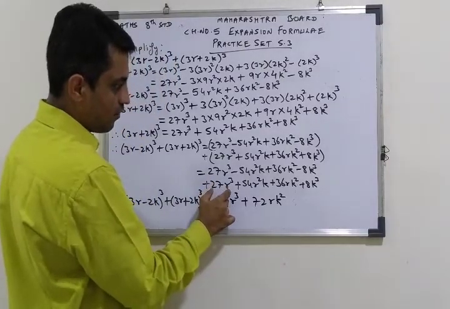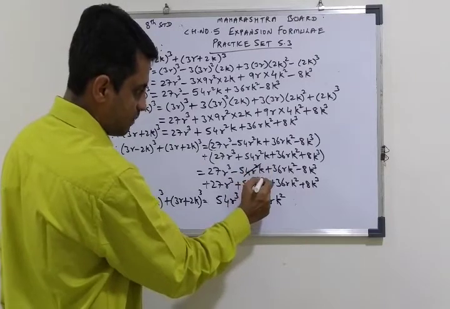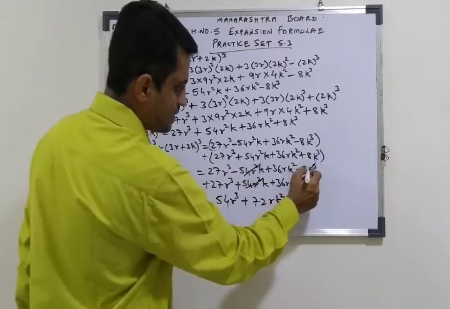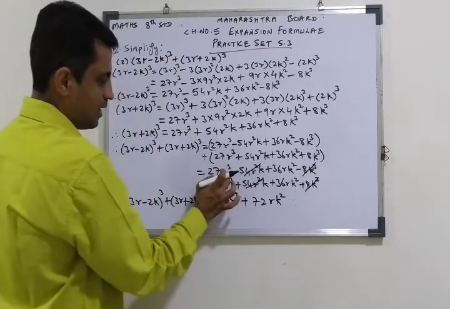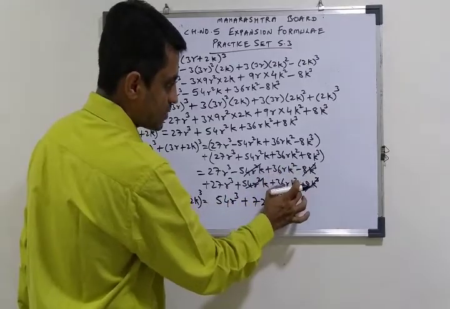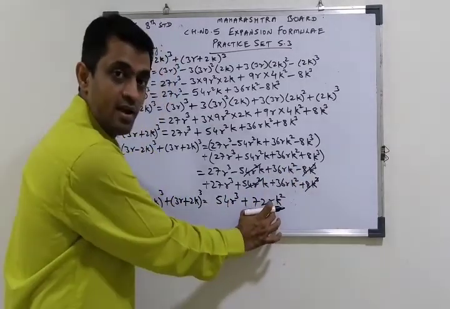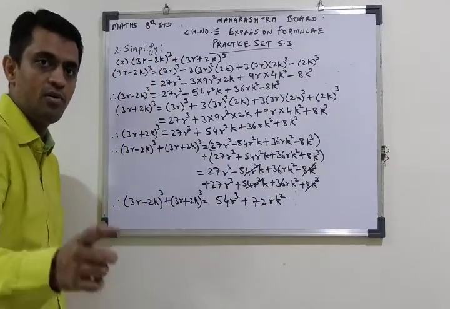Now here, what will get cancelled? This will get cancelled: minus 54 and plus 54. Minus 8 k cube plus 8 k cube will get cancelled. Now you add like terms. 27 r cube plus 27 r cube is 54 r cube. 36 r k square plus 36 r k square is what? 72 r k square. Is this sum clear? Please note it down in your book.